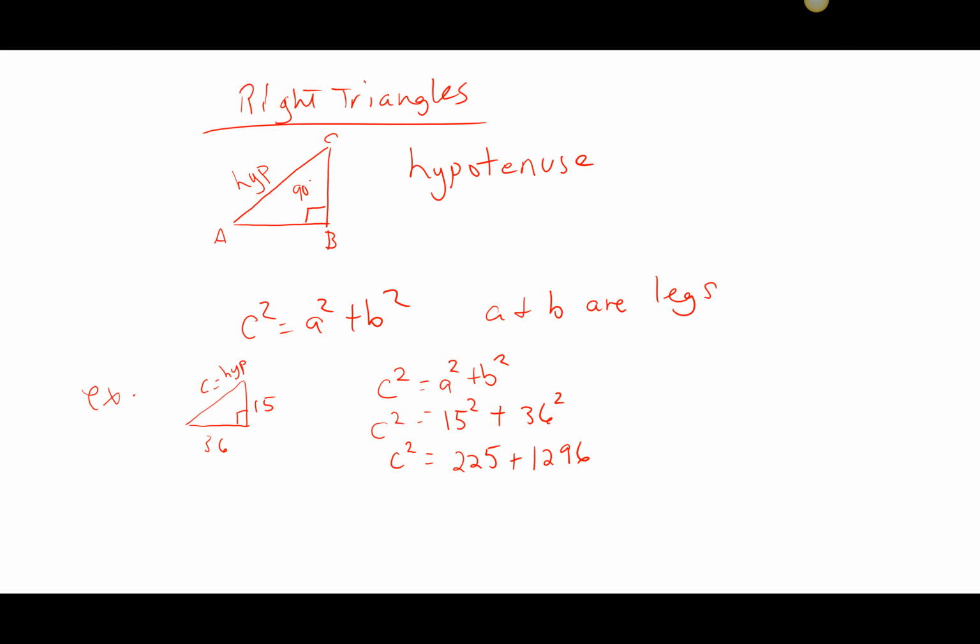Now, see this c squared? We have to square root both sides, so that goes away. Then c equals the square root of 1521, when you add those together. If you have the TI-30XA that I suggested in class, you enter 1521 and hit the square root key, which has an x over it. That gives you 39. So c equals 39, and that's how you find the hypotenuse. Just a quick reminder of the Pythagorean theorem.